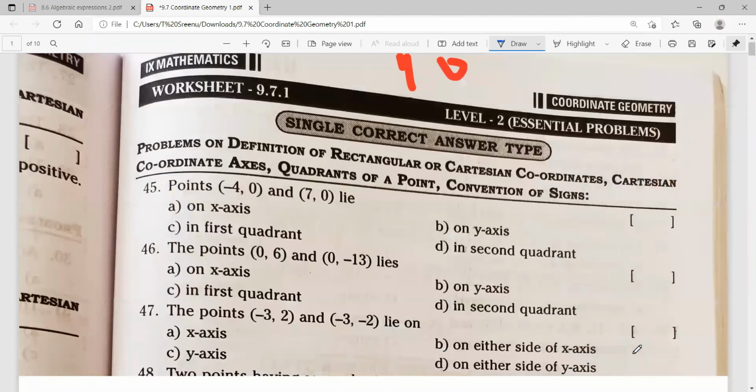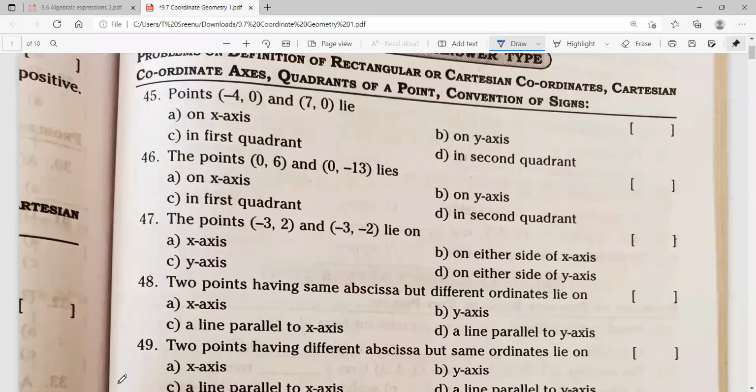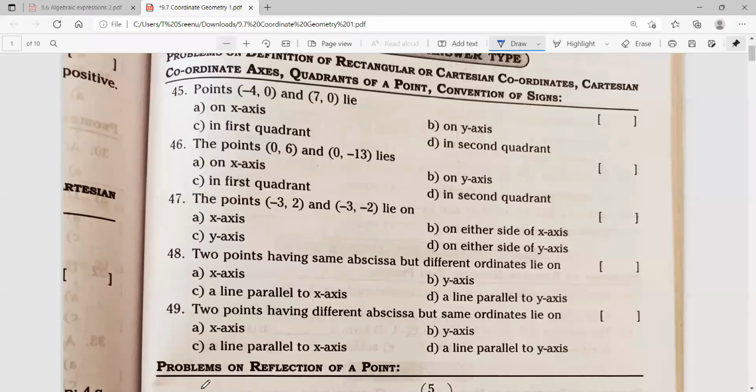Match the following, two ones. Try. Level 2. But it is easy. Don't worry. Now, match the following.